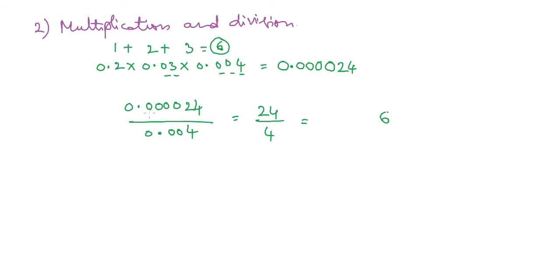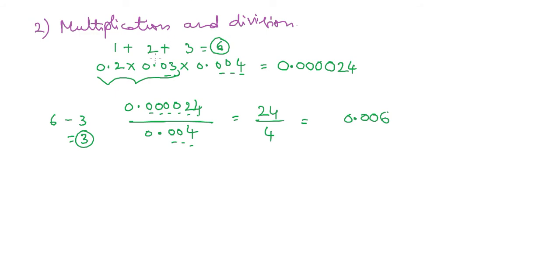How many decimal places are there in the numerator? 1, 2, 3, 4, 5, 6. Six decimal places are present in the numerator, and we need to subtract the number of decimal places in the denominator. I have 3 decimal places in the denominator, so finally I should get 3 decimal places here, so it should be 0.006. If you multiply these two also, you will get the same thing, 0.006. So this is the explanation for multiplication and division.